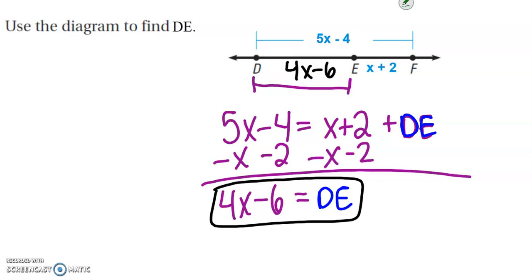Okay. So if we were to add them together just to check our answer, 4x plus x gives me 5x, and negative 6 plus 2 gives me negative 4. So my parts, DE and EF, add up to give me my total DF, the total length of segment DF.